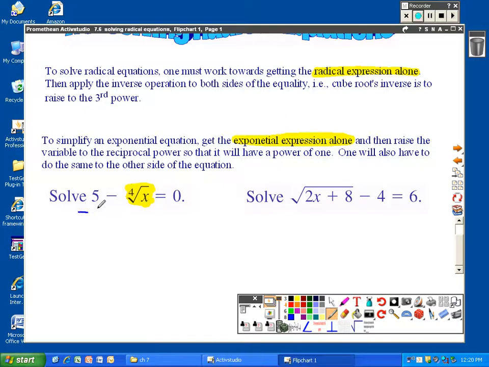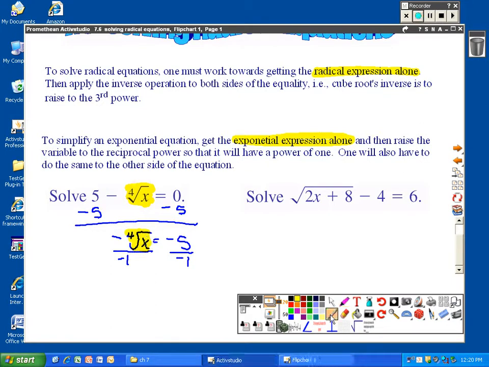So I would have to subtract 5 from both sides. And I get a negative fourth root of x equals negative 5. Divide by a negative 1 because I want that fourth root alone. I don't want anything else with this. So I get the fourth root of x equals 5. How do you undo a fourth root? We would raise it to the fourth power.